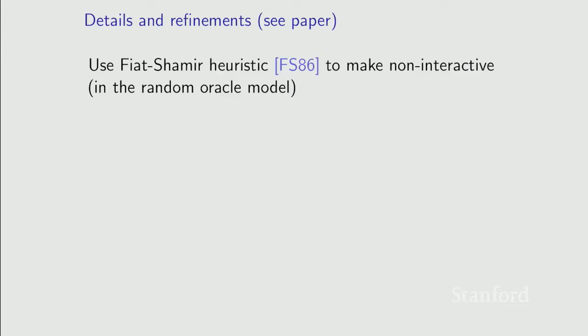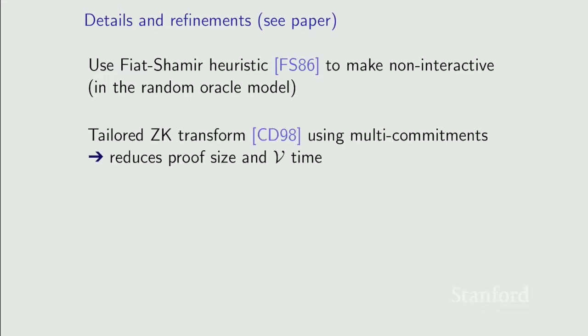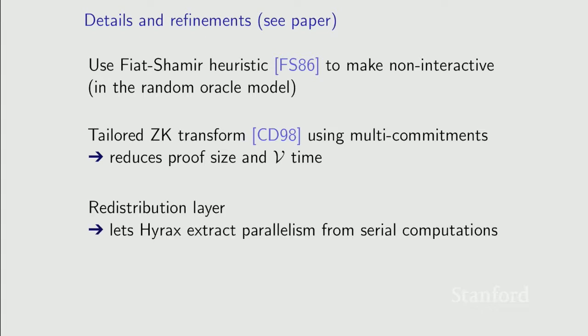Okay, so I've described everything in terms of an interactive proof. To get it non-interactive, we use the Fiat-Shamir heuristic. And we give several other refinements that I'll leave to the paper, but I'll just mention them quickly here. First, we also use these multi-commitments to save proof size and verifier work in the sum-check invocations. And second, we develop what we call a redistribution layer, which, remember I said we need some sort of repeated structure to the computation. The point of the redistribution layer is to give us a wider range of computations that we can turn into something that has the appropriate repeated structure.